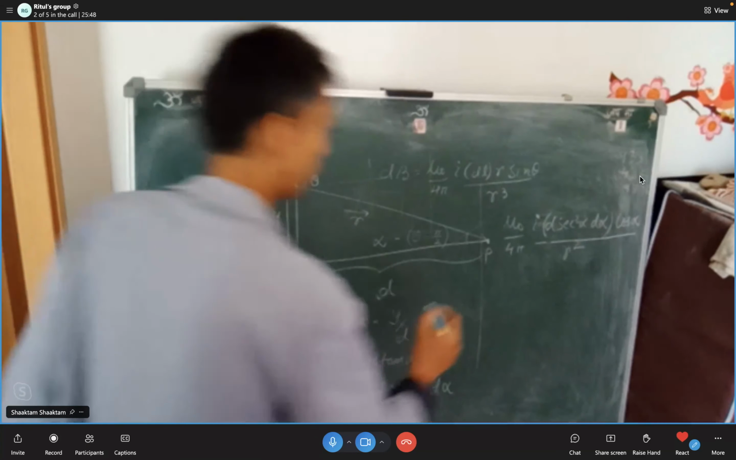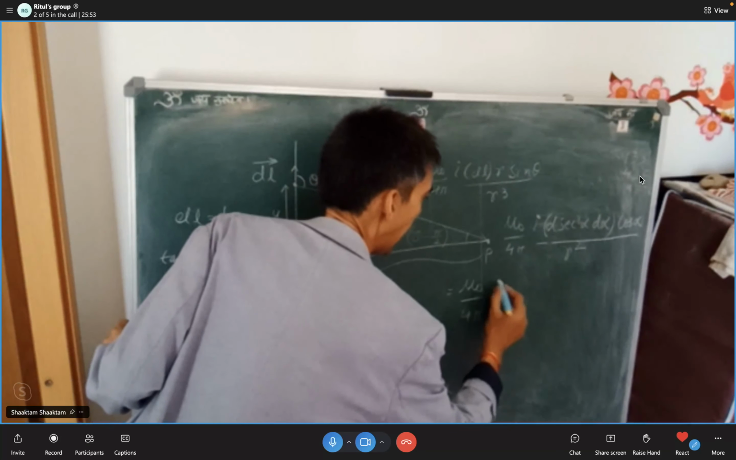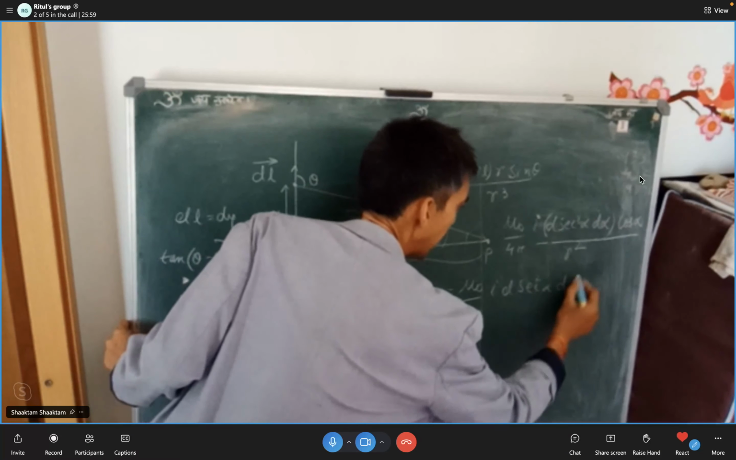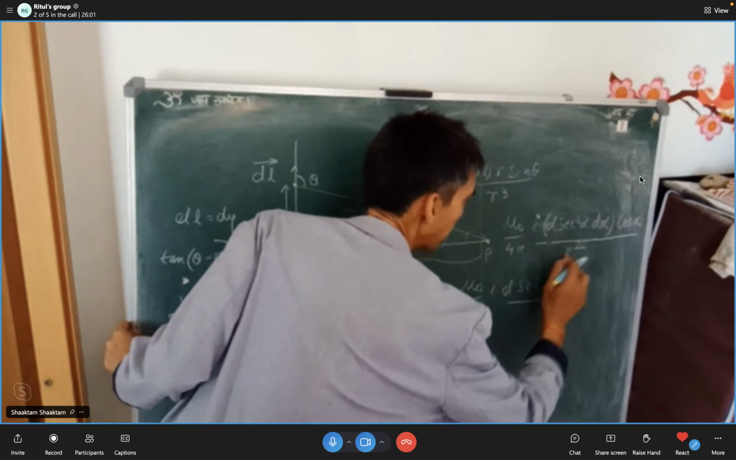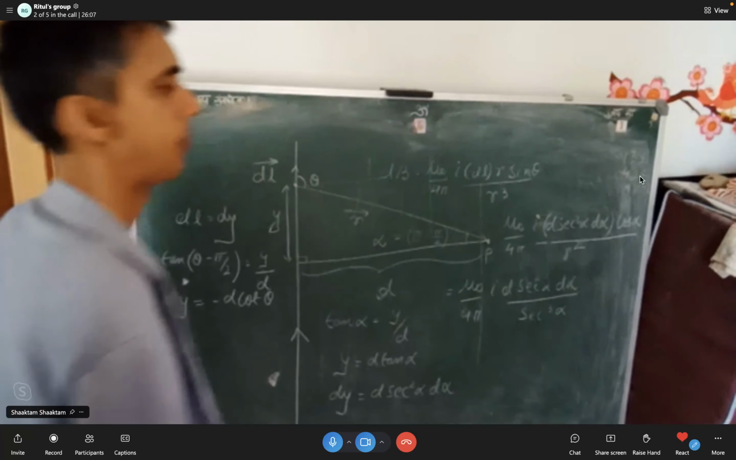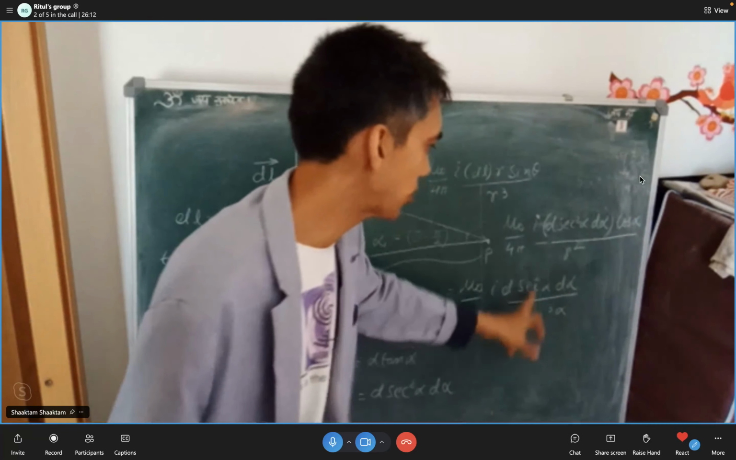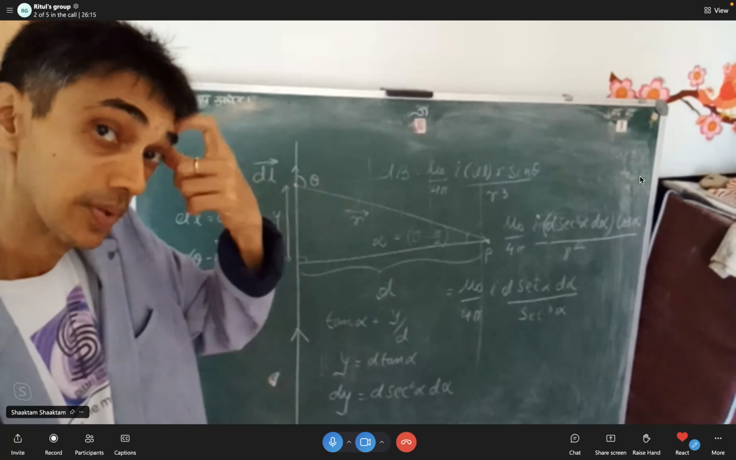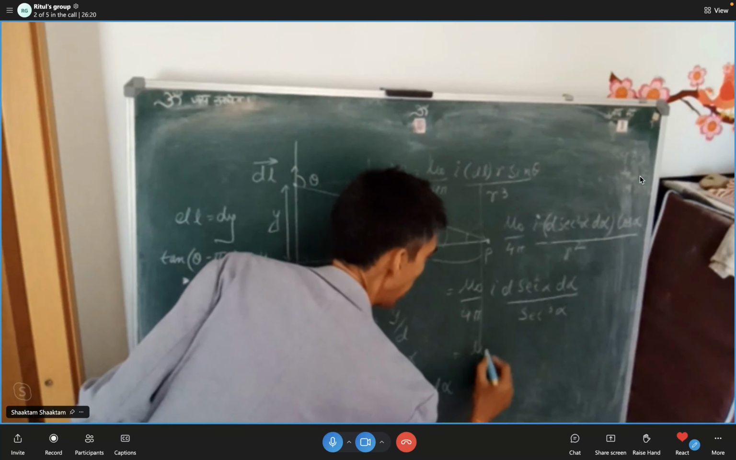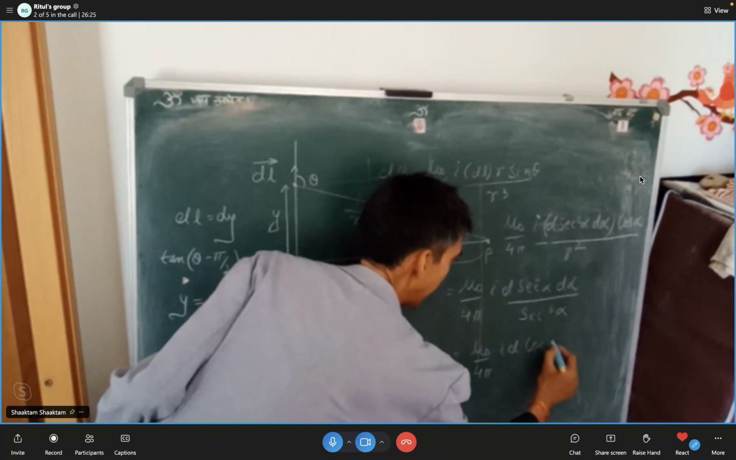Okay, what we end up getting is mu naught by 4 pi I d sec square alpha d alpha divided by r square, which is d square sec square alpha, right? Square is fine. Yes, sir. Putting it down, mu naught by 4 pi I by d cos alpha d alpha.